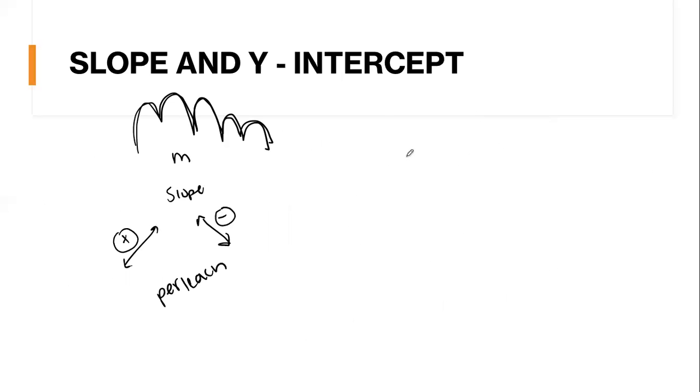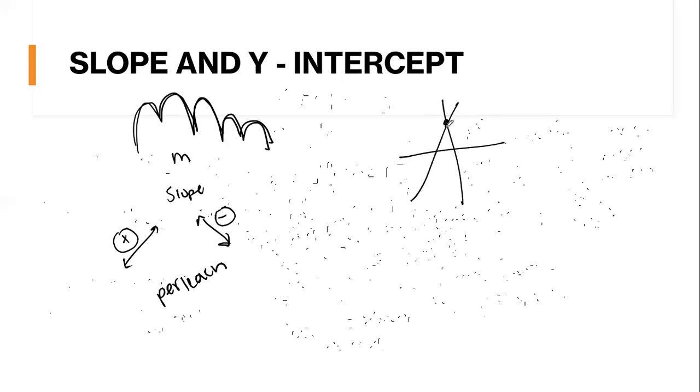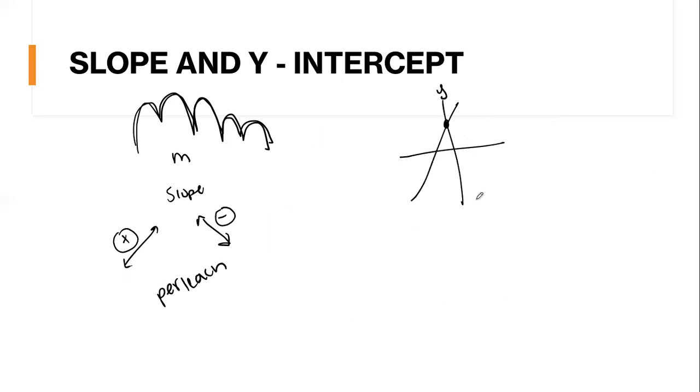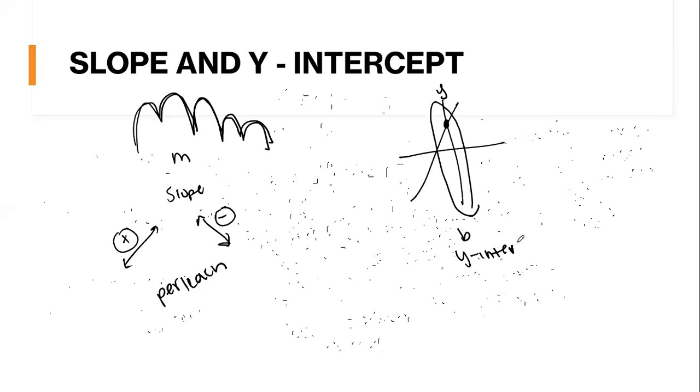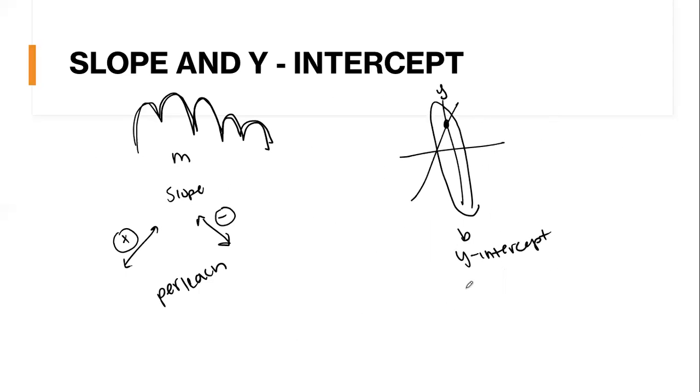For y-intercept, that's where the line crosses the y-axis. The y-axis, can't emphasize that enough. The y-axis, not the x-axis, the y-axis. Okay, that would be my y-intercept. Again, those keywords are like one-time fee, initial amount, how much I start with.